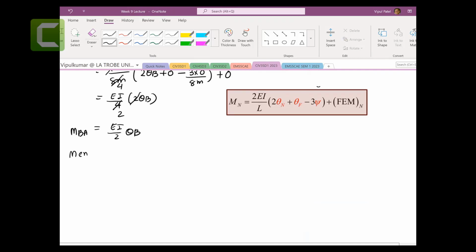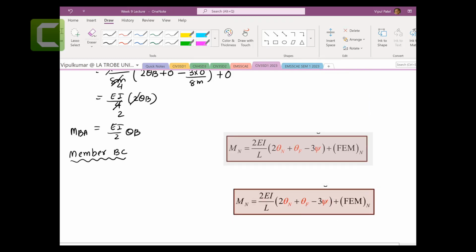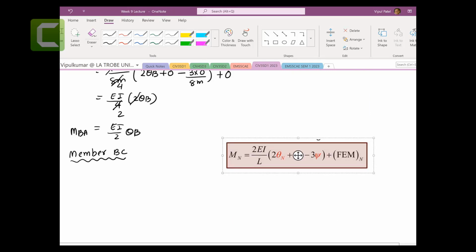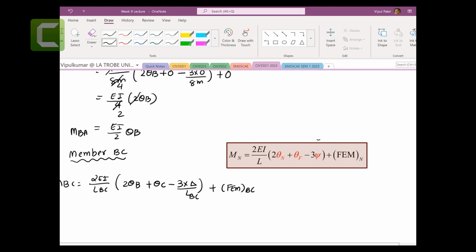Now we can do the same procedure for member BC. It requires some attention. MBC, let me write it: 2EI on length BC, times 2 theta B, near node B, plus theta C, minus 3 delta on LBC, plus the fixed end moment of BC.